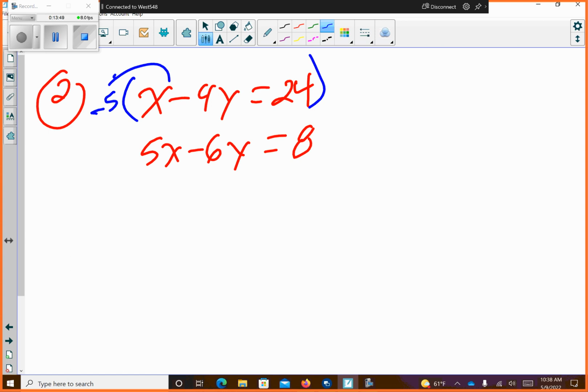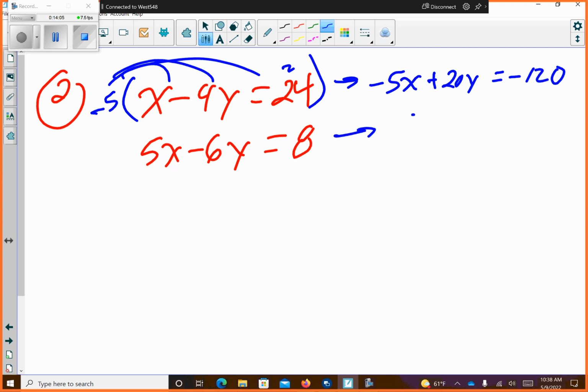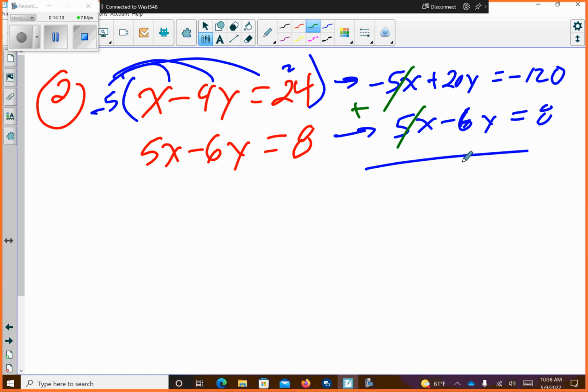So I'm going to multiply this whole top equation by negative 5. So that gives me negative 5x plus 20y equals negative 5 times 24, which is negative 120. Don't change the bottom equation at all. Now if I add these together, these go away, and I get 14y is equal to negative 112. If I divide each side by 14, I think that comes out to negative 8.